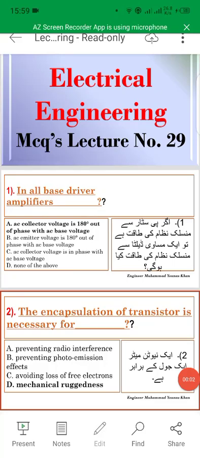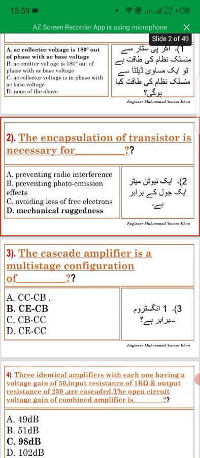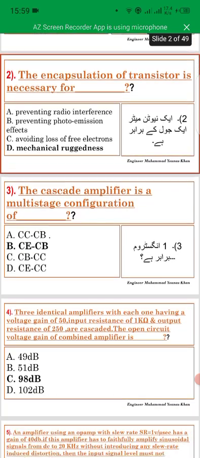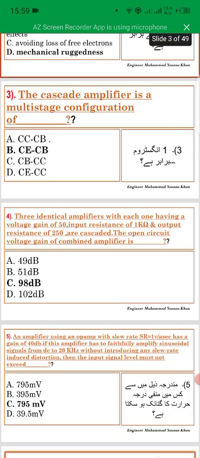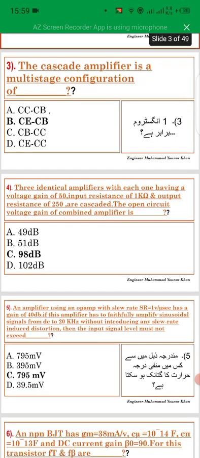In a common base driver amplifier, AC collector voltage is 180 degrees out of phase with AC base voltage. The encapsulation of a transistor is necessary for mechanical ruggedness. The cascode amplifier is a multi-stage configuration of CE-CB.